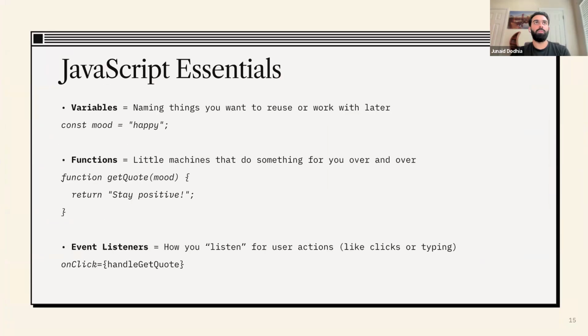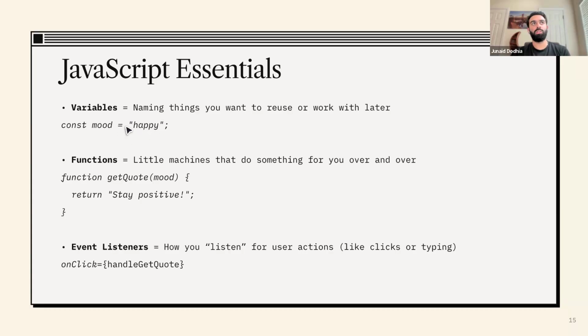Next up, we have the core essentials for JavaScript. So if you look here, variables are used to name things that you want to reuse or work with later. One key part of the syntax of JavaScript is a keyword that you use, const. Const stands for constant, and the name is arbitrary. We can name it anything, but it makes sense to give your variable names that are specific to your application.